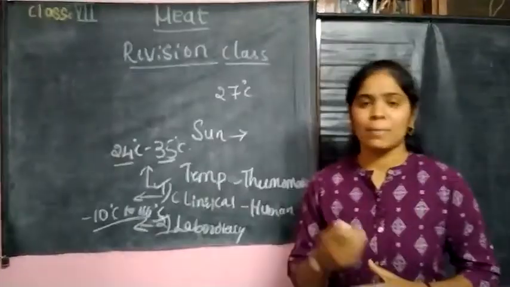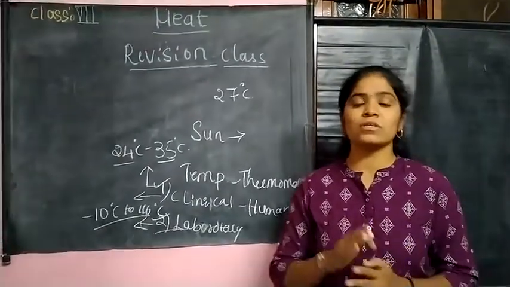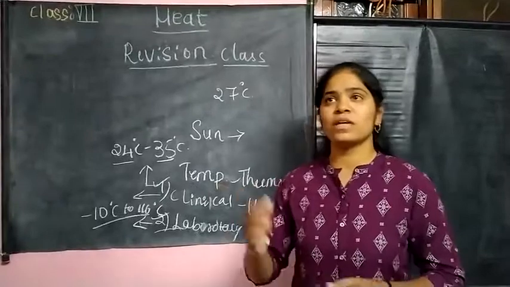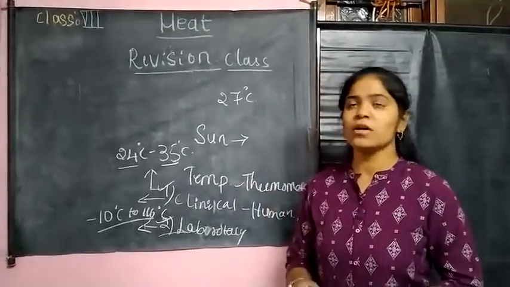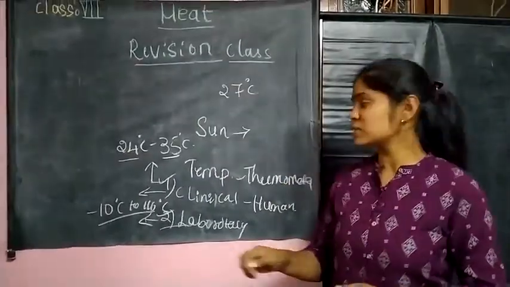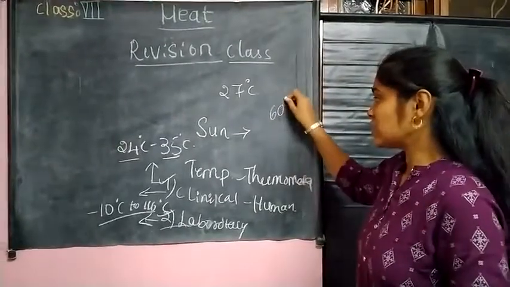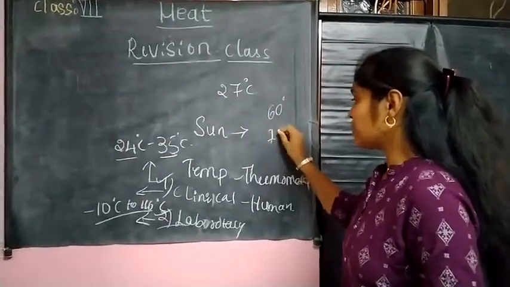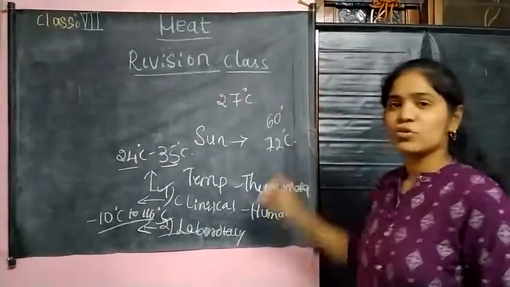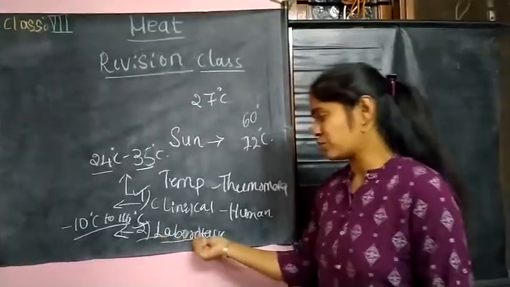So in the laboratories there are some salts or some chemicals which we can use to measure the boiling point. Their temperature lies between 60 degrees or sometimes 72 degrees. For those purposes we are using this laboratory thermometer.